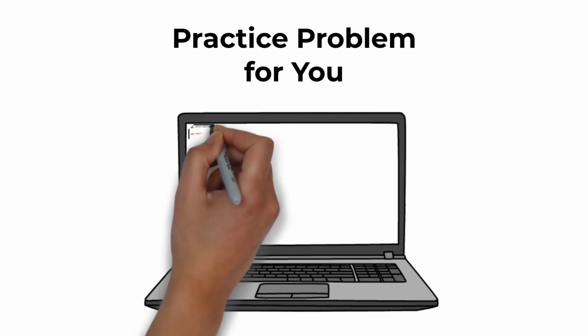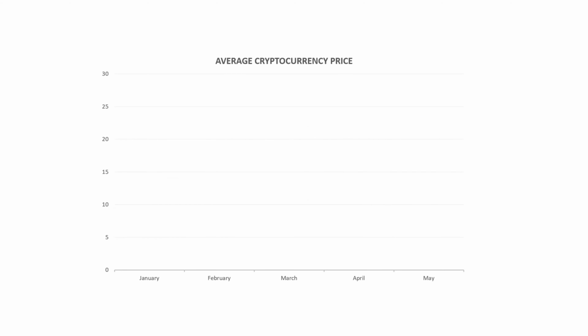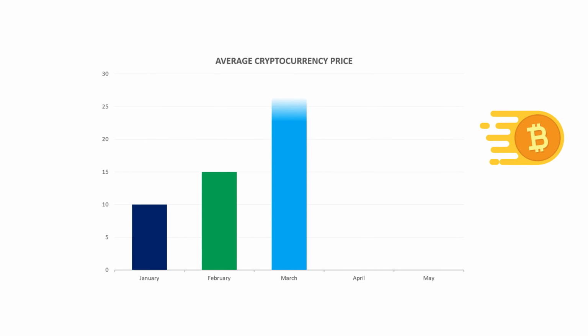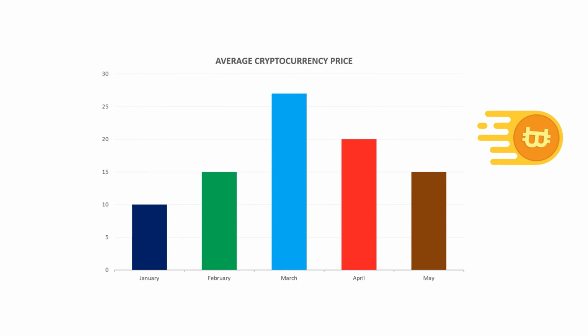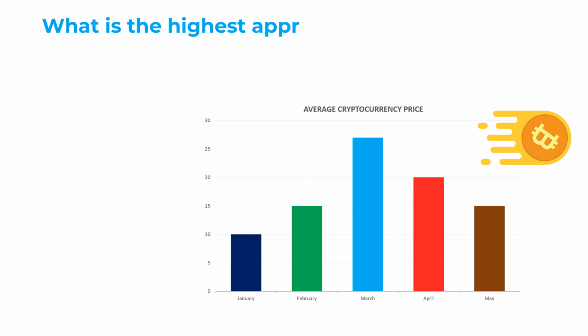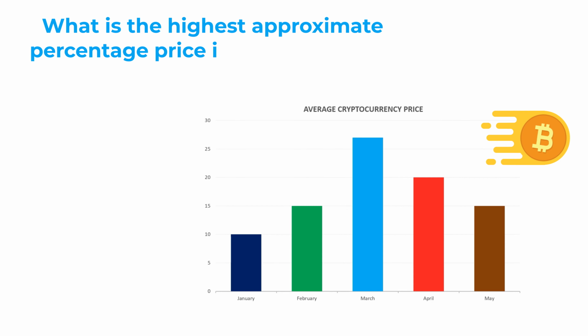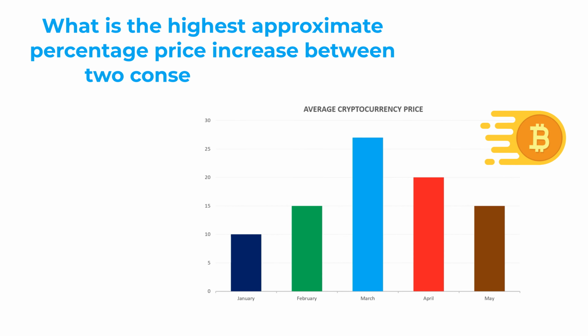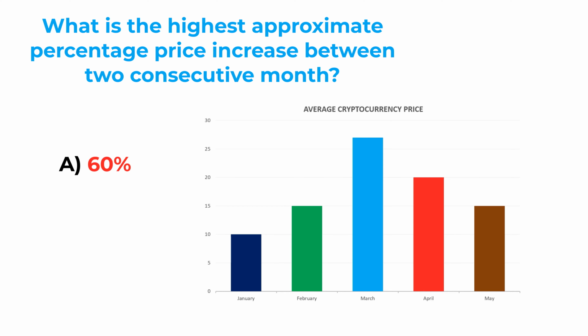And now, here's the practice problem for you. You're presented with the chart that shows the average price of cryptocurrency. And this chart shows the average price for each month from January to May. You need to calculate what is the highest approximate percentage price increase between 2 consecutive months. And you're presented with 4 different choices. Choice A, 60%, choice B, 70%, choice C, 80%, and choice D, 90%.